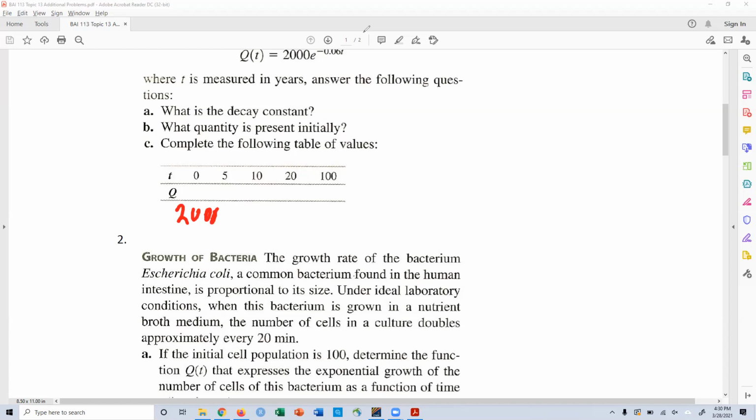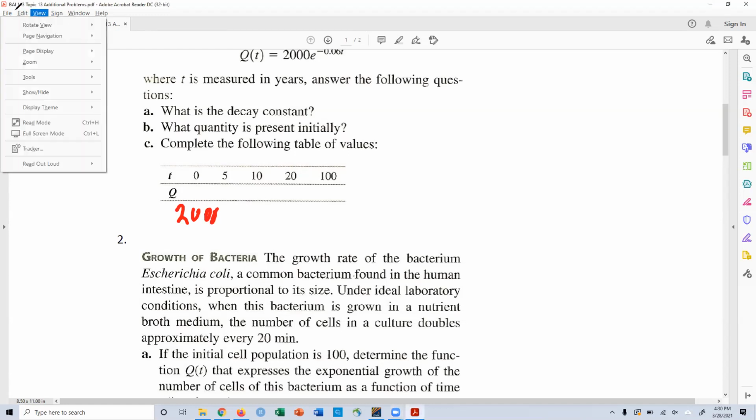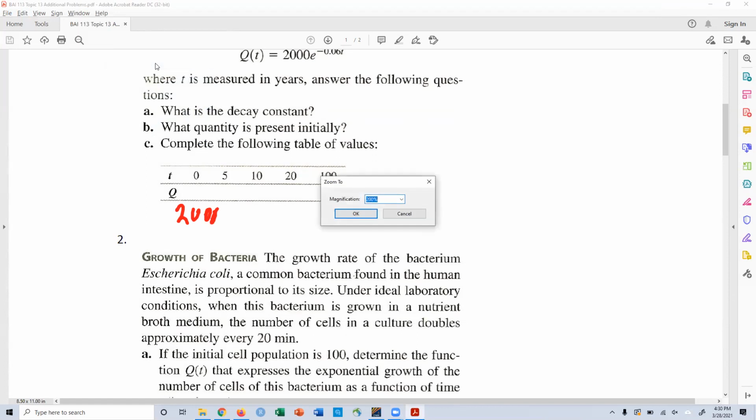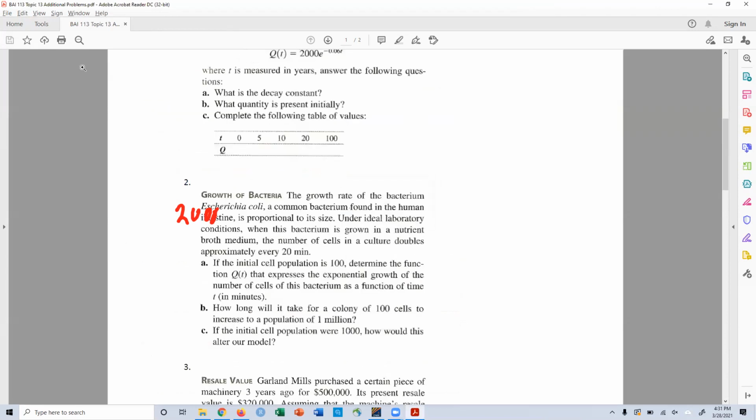And for the next one, we're going to have a 5 where the t goes. So I'm going to try to zoom this out just a little. Let's go to 150 or 140.